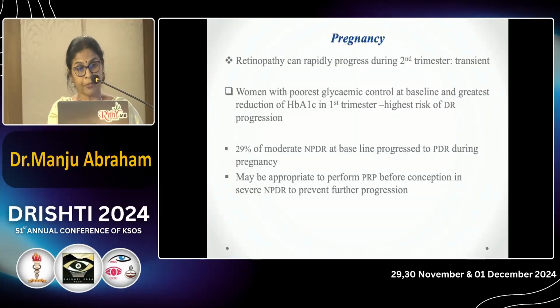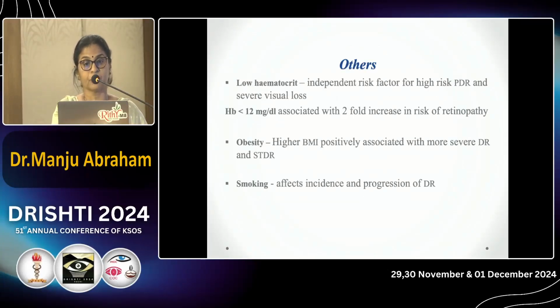Now, what about pregnancy? Retinopathy can rapidly progress during the second trimester. The effect may be transient. Women with the poorest glycemic control at baseline and those needing the greatest reduction in HbA1c in the first trimester are at higher risk of retinopathy progression. So it may be appropriate to perform a PRP before conception in severe NPDR patients to prevent further progression.